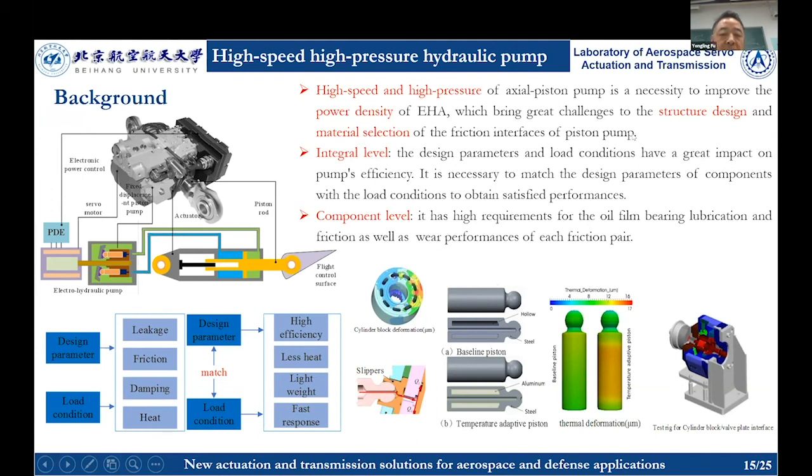So we set the research work for the axial piston pump for the 3 friction pairs. From design, we should consider leakage, friction, damping, and heat. We must consider load condition to realize high efficiency, less heat, and lightweight.